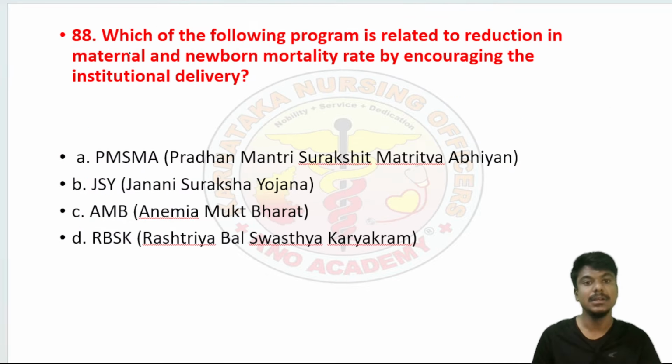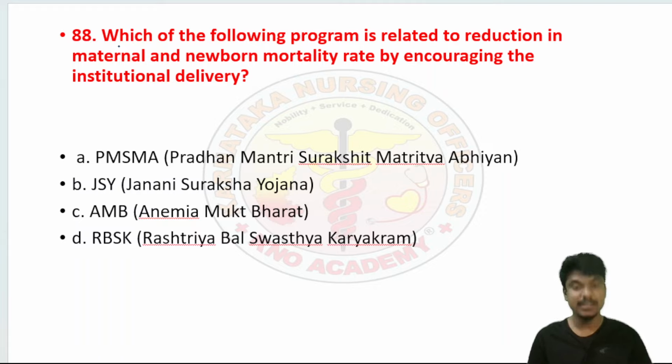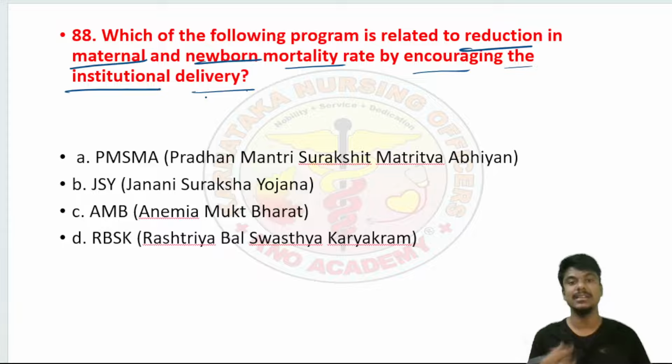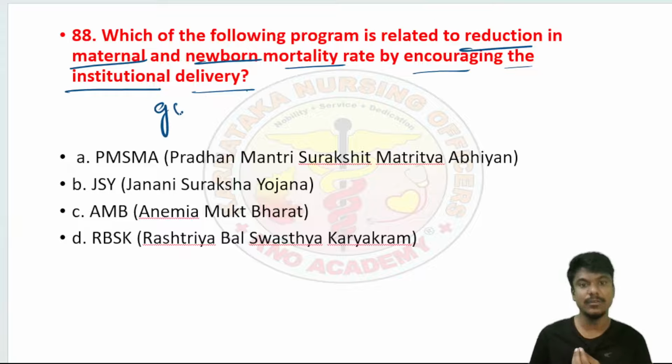Next question. This one also came from the national programs of India. The question is: which of the following programs is related to the reduction of maternal and newborn mortality rate by increasing institutional deliveries? They are asking what the target is, whose goal this is, which national program.